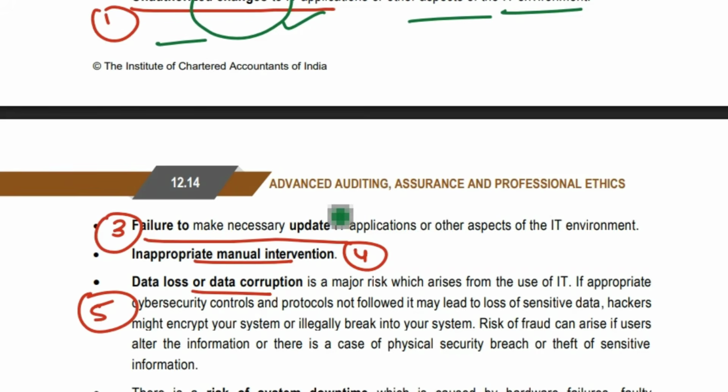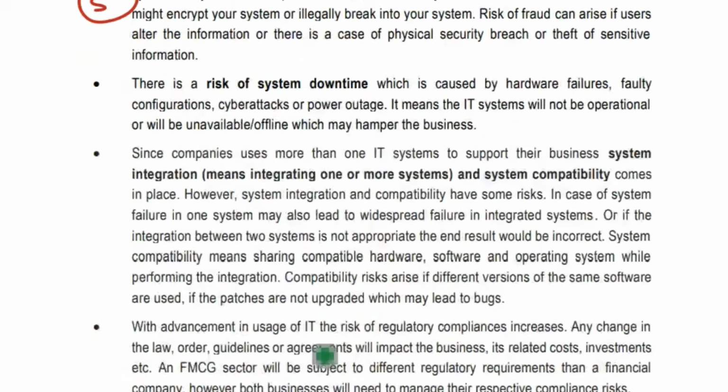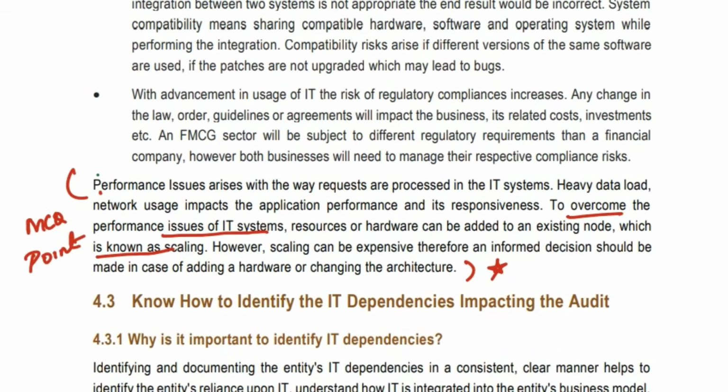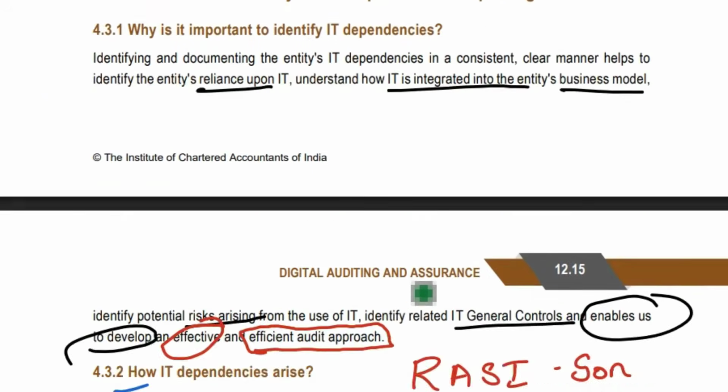Third one, you have unauthorized changes, but you have failed to make the necessary changes, necessary updates. Who is doing these things? It is done by a man. Inappropriate manual intervention. Because of this man, we have a loss of data or data corruption. This is also a risk of IT. Just remember these five points for your exams. And there is one MCQ point. Scaling is nothing but adding some extra resources to the existing node. That is how you will handle the performance issues.